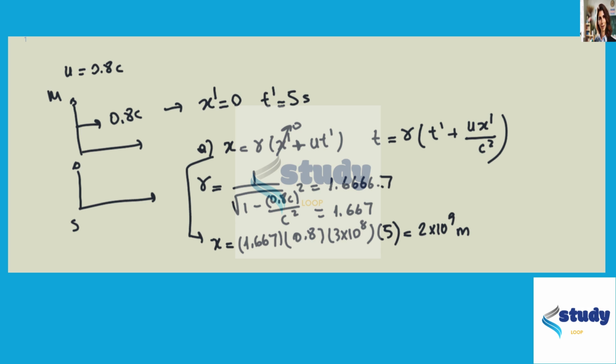Now let's do the same for time. 1.667 times, again, our x prime is 0, so this entire term is going to be 0. All we need to do is then multiply 1.667 by the time measured in Mavis's reference frame. So it's going to be 8.335 seconds.